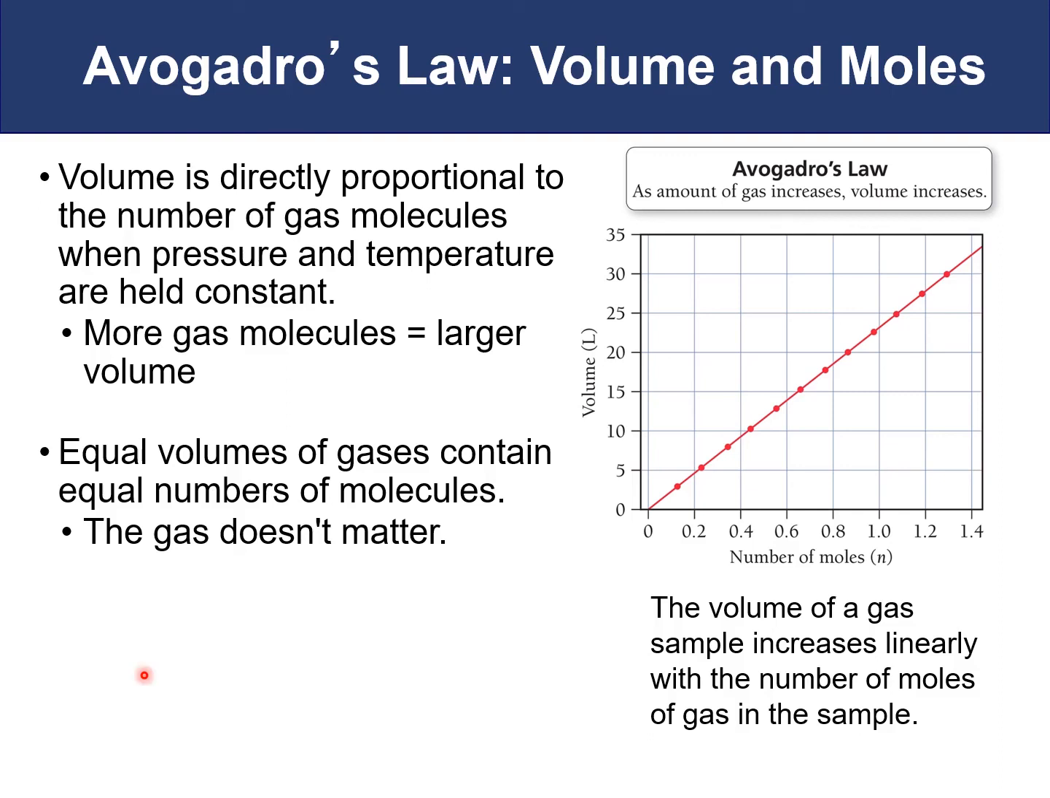So Avogadro's law is similar. This time you're looking at volume compared to number of moles. So what Avogadro did was he took greater and greater amounts of a particular gas sample and looked to see what the volume was at a given pressure and temperature value. What he found was that if you increase the number of moles of a gas, the volume increases, and they're directly proportional to each other. So if you double the number of moles, you end up doubling the volume that they occupy.